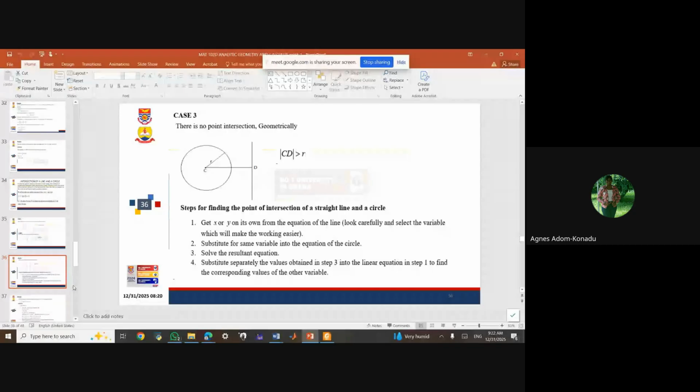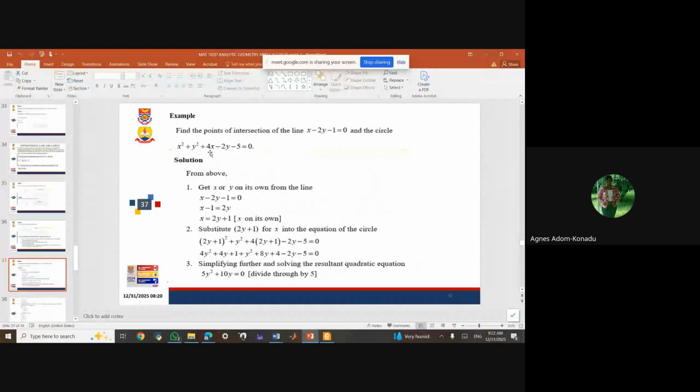So for example, find the point of intersection of the line x minus 2y minus 1 equal to 0 and the circle x squared plus y squared plus 4x minus 2y minus 5 equal to 0.